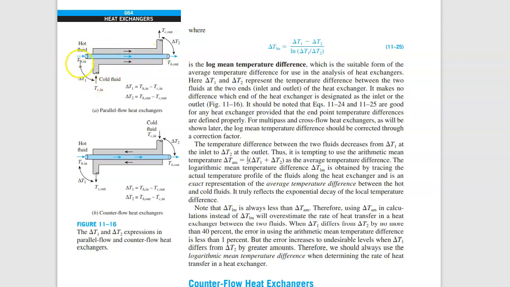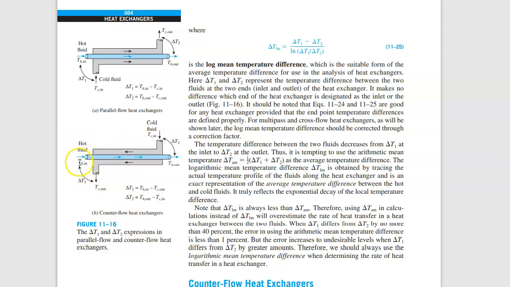So ΔT1 is the first flow, meaning TH in minus TC in. Also ΔT2 is equal to TH out minus TC out. So you got ΔT1 and ΔT2. By having ΔT1 and ΔT2, plug into TLMTD, or log mean temperature difference: ΔT1 minus ΔT2 over log of ΔT1 over ΔT2. So you got TLMTD.